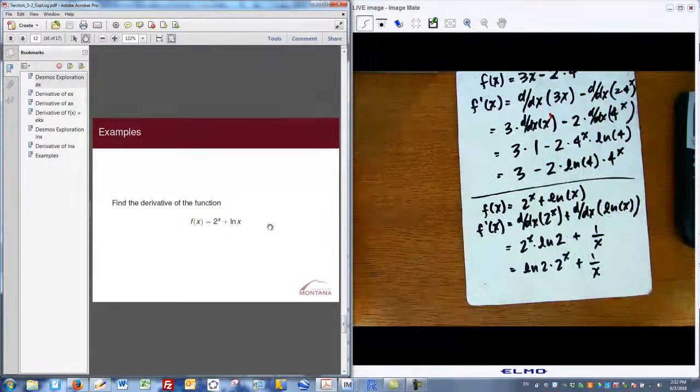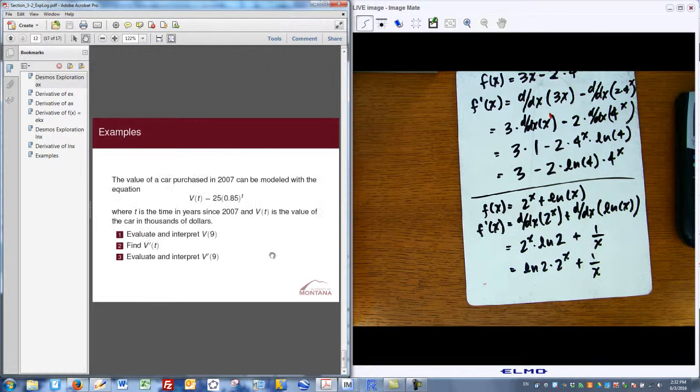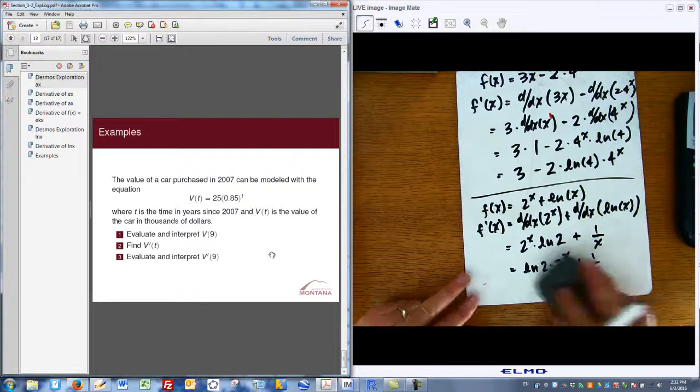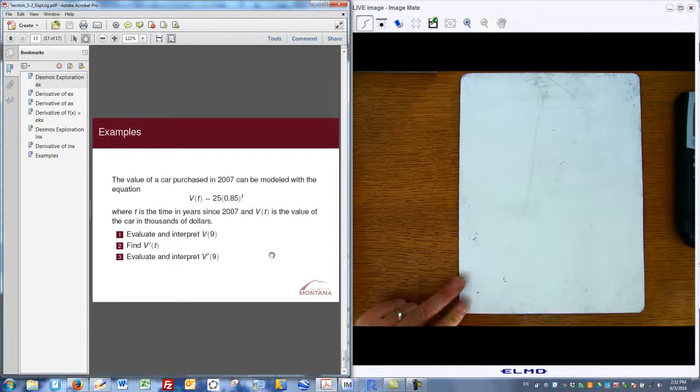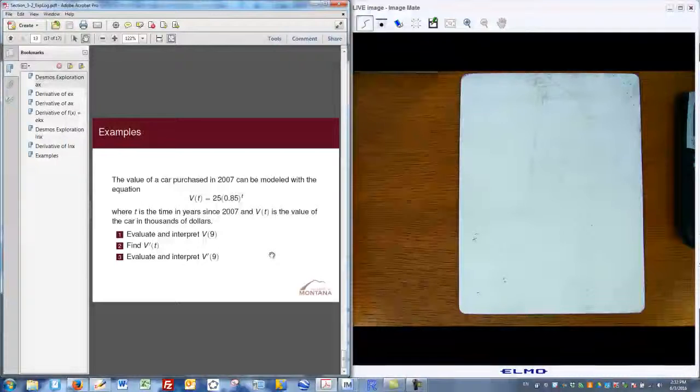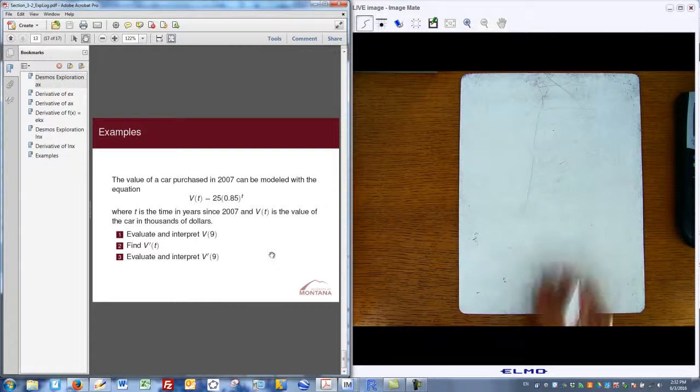Okay, let's move on and take a look at an applied problem. So it says that the value of a car purchased in 2007 can be modeled with this equation, where t is the time in the years since 2007, and v of t is the value of the car in thousands of dollars. We're supposed to evaluate and interpret v of 9.